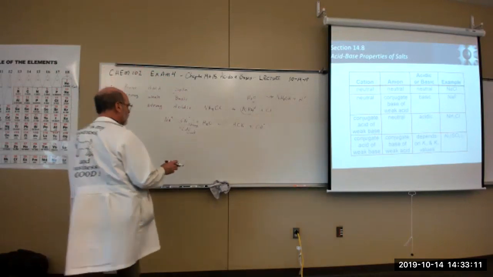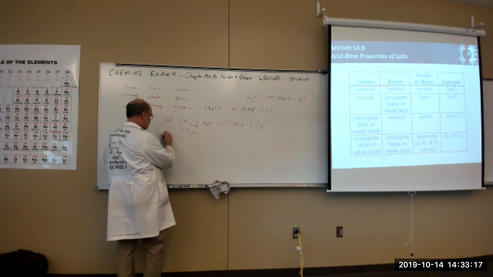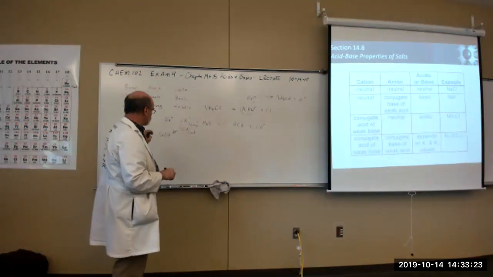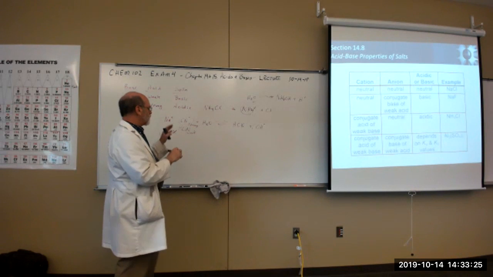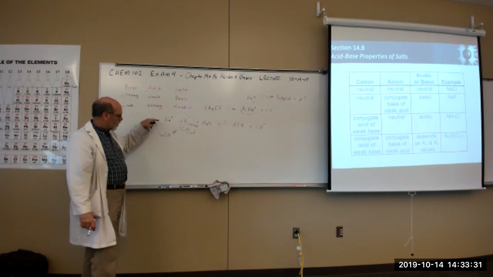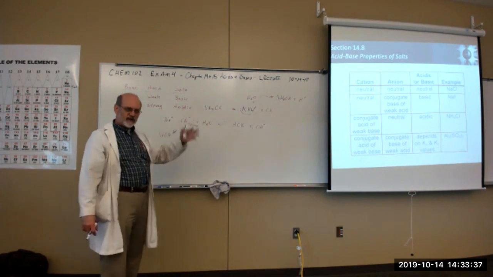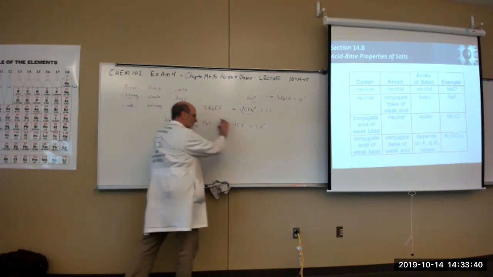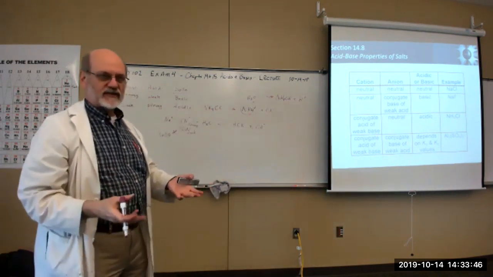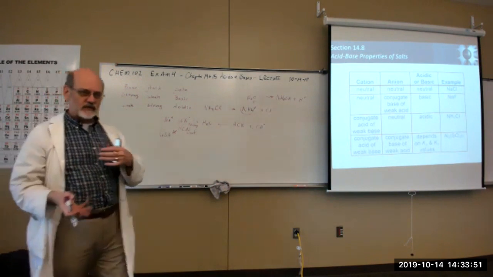So there's your rule of thumb. If you have a weak acid and a strong base to produce your salt, then when you dissolve the salt in water, you get a basic solution. Not for the intuitive reason that you would think of, but for this reason. That is the chemistry. But rule of thumb: strong base, weak acid gives you a basic solution. Weak base, strong acid gives you an acidic solution.